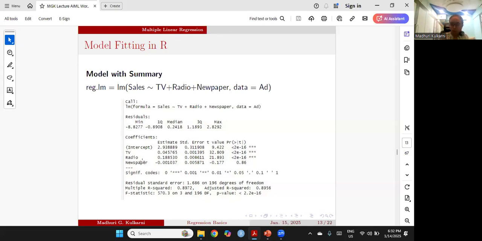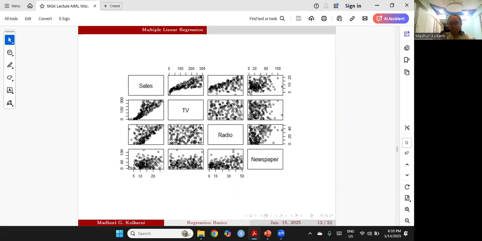Same is the case with radio, whereas for newspaper the p-value is coming out to be 0.86. So as we discussed yesterday, when the p-value is greater than 0.05, we do not reject H0. And here H0 is that this newspaper is not needed in the model. The last column gives you p-values for each of these items, TV, radio, newspaper. So I do need TV in the model. I do need radio. The information about TV and radio is needed to predict sales, but the information about newspaper budget is not needed.